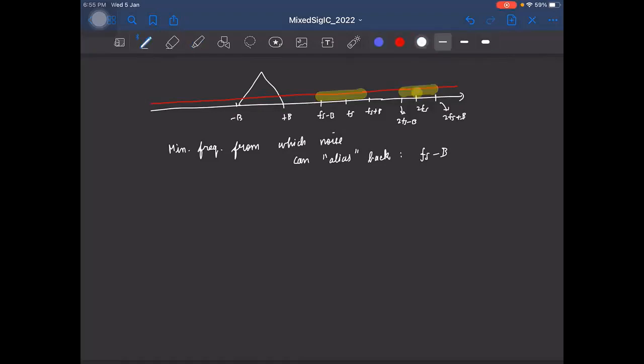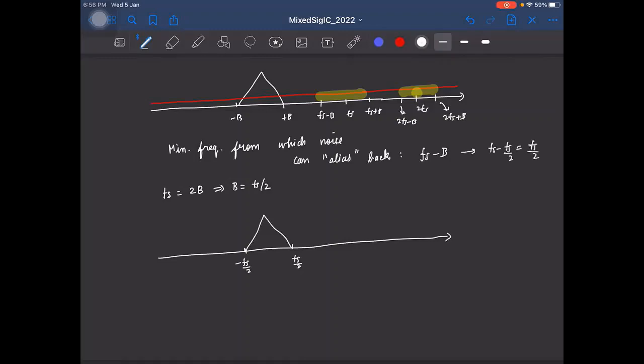Okay. Well, if we decided to sample the signal at the Nyquist rate, that is Fs is 2 times B, what will happen to the same figure we saw earlier? So this will be at minus Fs by 2. This will be at Fs by 2. Right? Why? Because B is Fs by 2. Okay. And the minimum frequency from which noise can alias back, what is this? This is Fs minus Fs by 2, is simply Fs by 2. Right? So what this simply means is that any frequency just above Fs by 2 will start folding back, right?